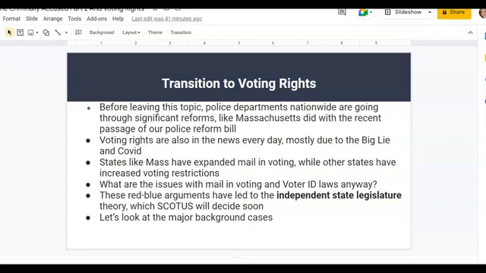So what I'm going to ask you to look into, what you can look up and discuss in your discussion board this week, is what's the big deal with mail-in voting and voter ID laws? Some people think that mail-in voting leads to fraud. Other people don't. The research indicates that it does not.